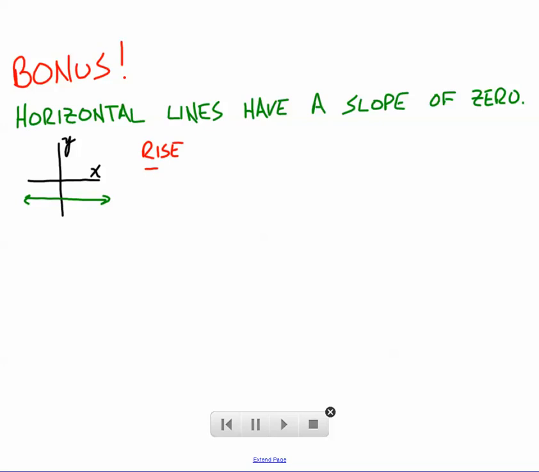Let me prove it to you. The rise over the run. Okay, it's not going up at all. From this point to this point, does it go up at all? No, it's a rise of 0. The run, you can call it whatever you want, but there it is. 0 divided by 1 is 0. 0 divided by 2 is 0.